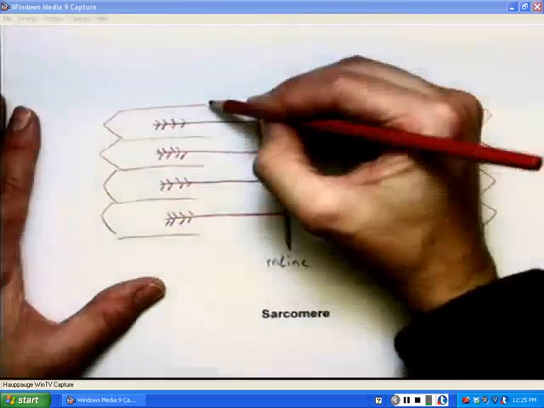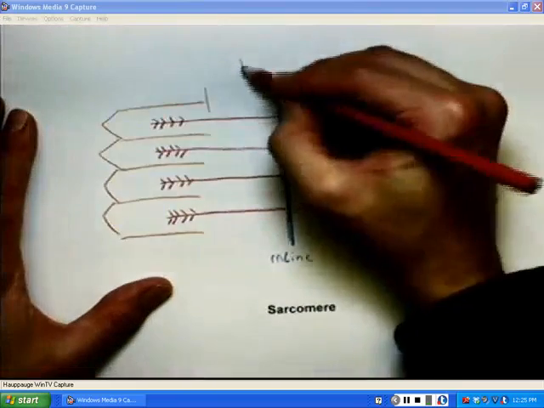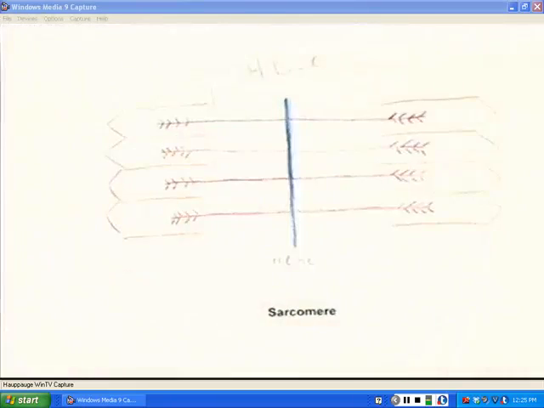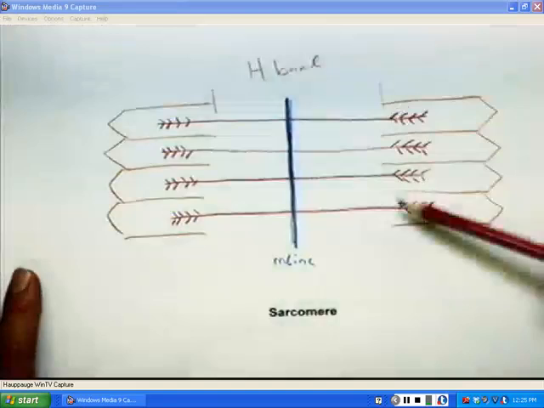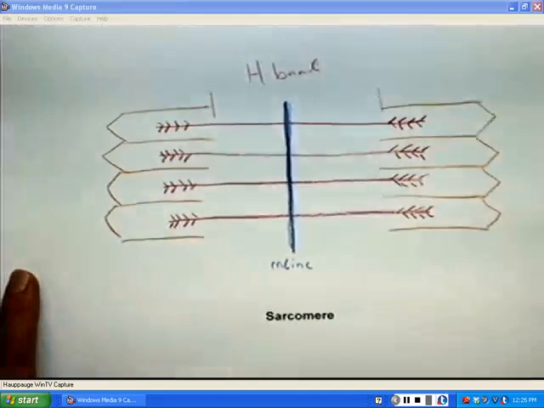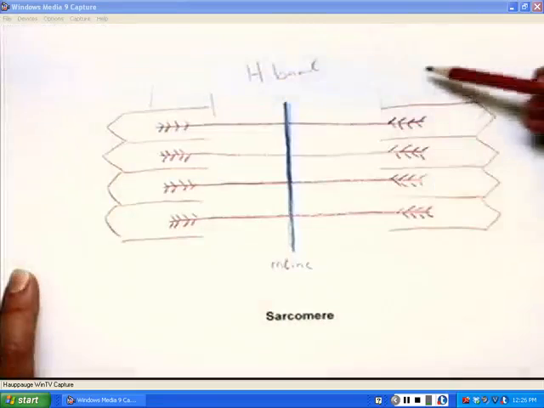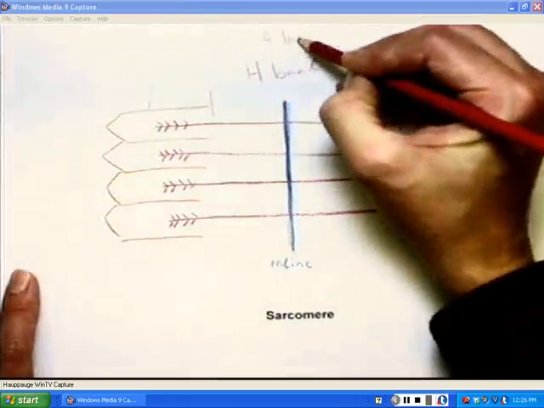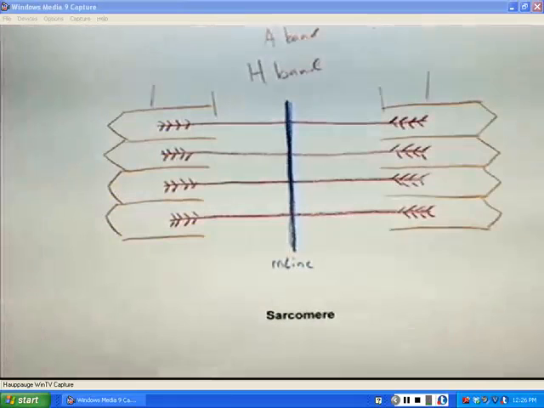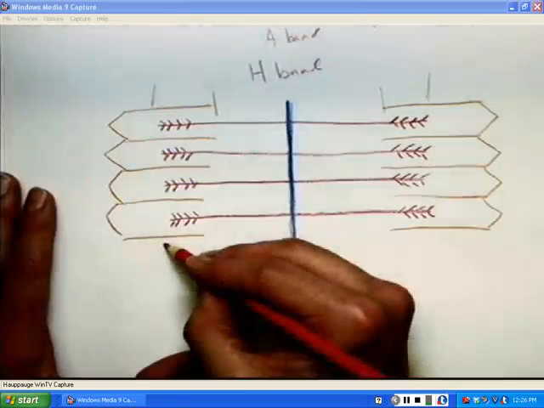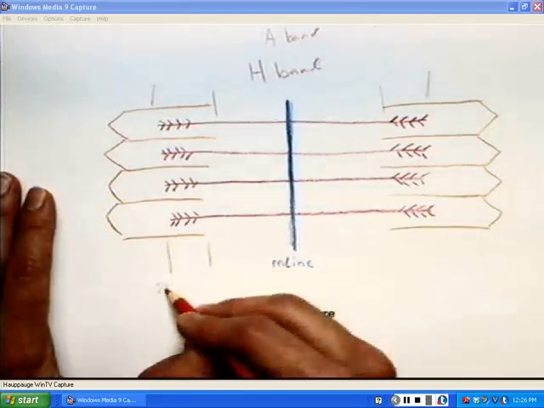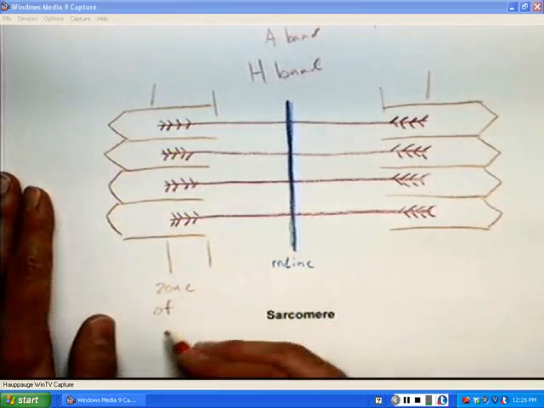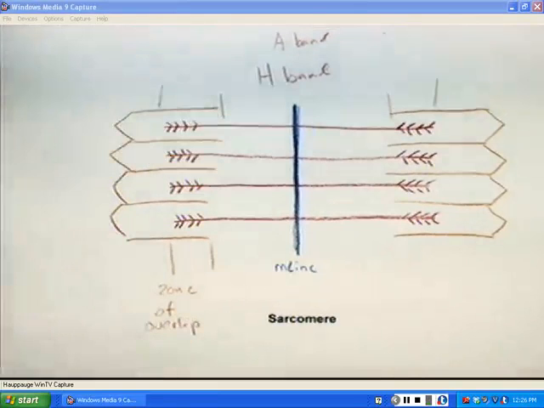You see from here to here the H band. Your H band is this zone of nothing but thick filaments. Now there is an A band that sits here. The A band contains both thick and thin filaments, and then there is an area, highly visible on this diagram that I've drawn for you, called the zone of overlap. The zone of overlap contains both thick and thin filaments, and we can see that nicely on this sarcomere.